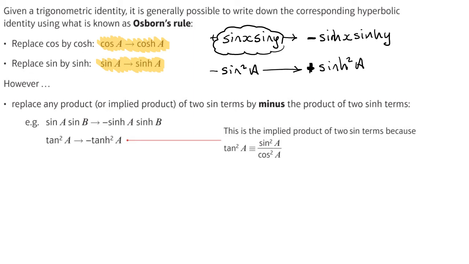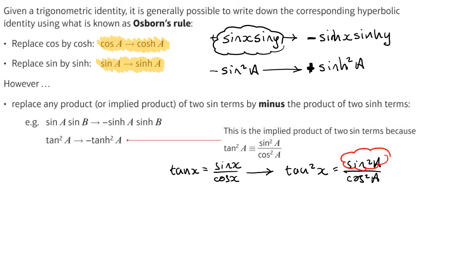Yeah. Now you can even have an implied product. Well, what do I mean by that? Tan is sin over cos, so there is a hidden product of sines in there. So that means something like tan squared, as you can see above, would be sin squared over cos squared. So here is my product of sines, which means I also need to apply Osborn's rule.